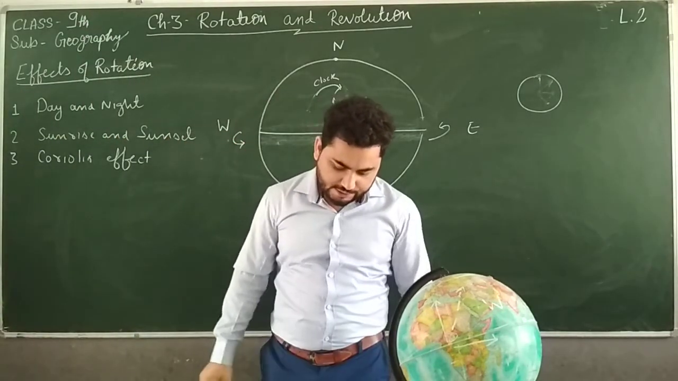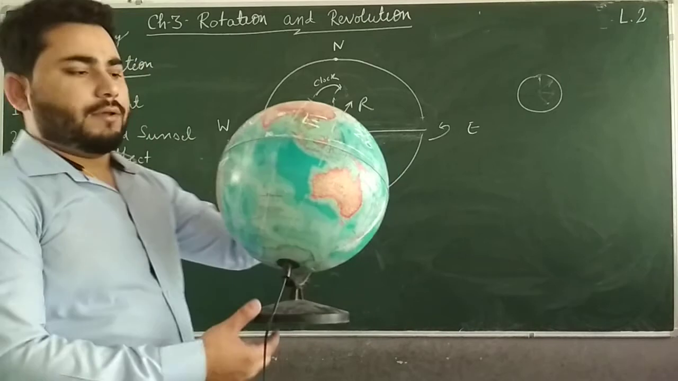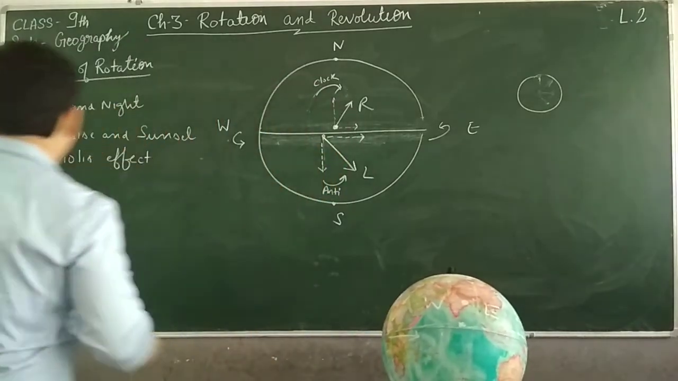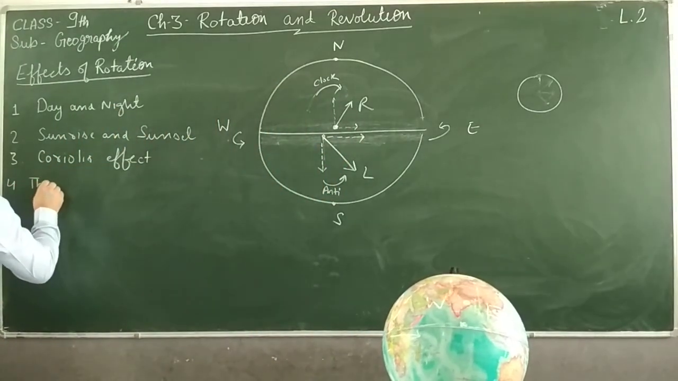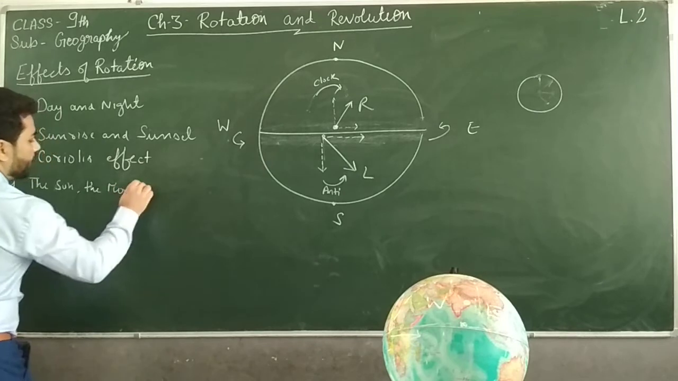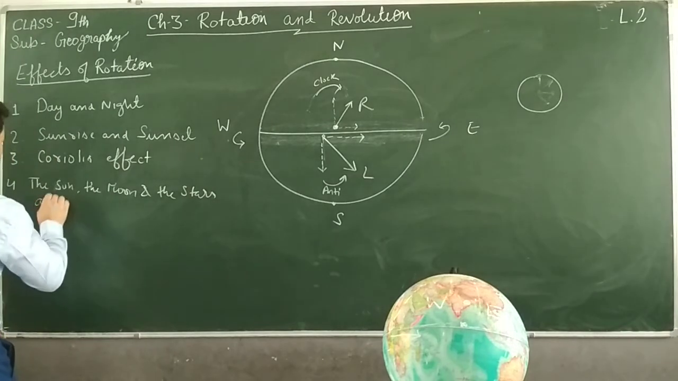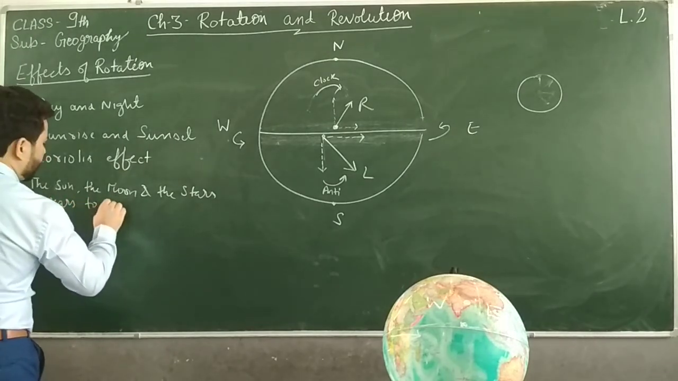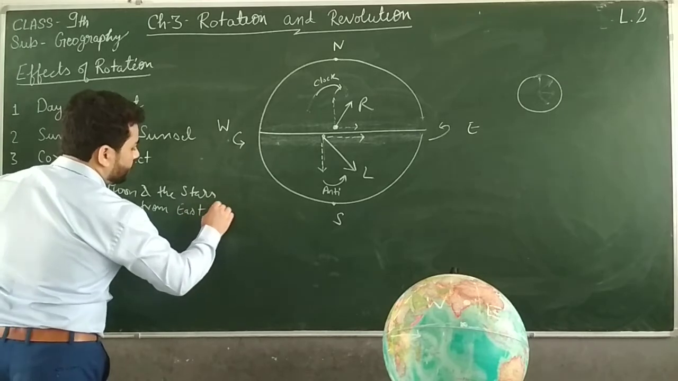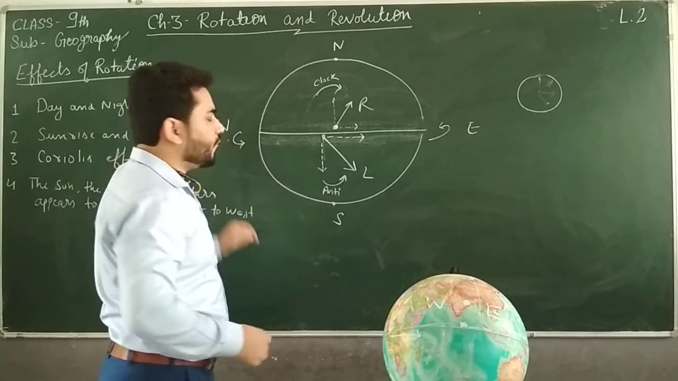Now next is: the sun, the moon and the stars seem to move from east to west. That's why, because the earth is moving from west to east. The sun, the moon and the stars appear to move from east to west. Why? Because the earth is rotating from west to east.